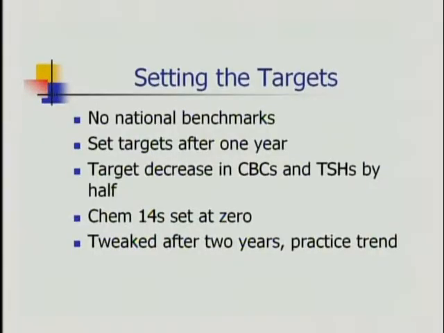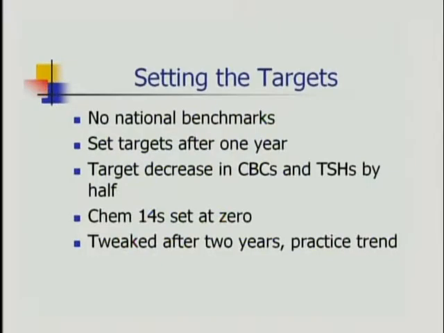And so in the first year, what I decided to do is that a reasonable, achievable goal would be to decrease the CBCs and the TSHs by half. I figured that was a good place to start. And because I feel so strongly about the comprehensive metabolic panel, I set that at 0. They shouldn't be ordering this at all. And then after about 2 years of data, we tweaked it.